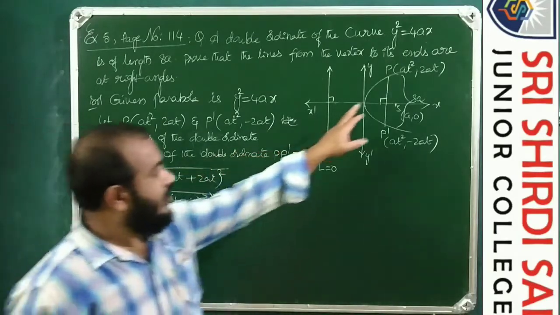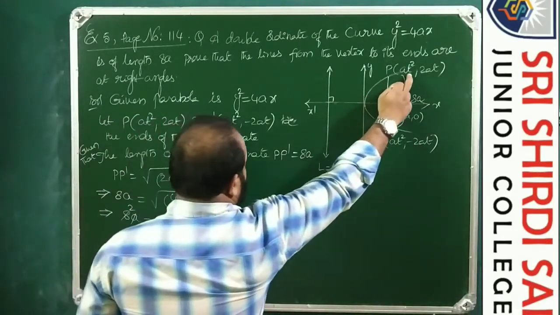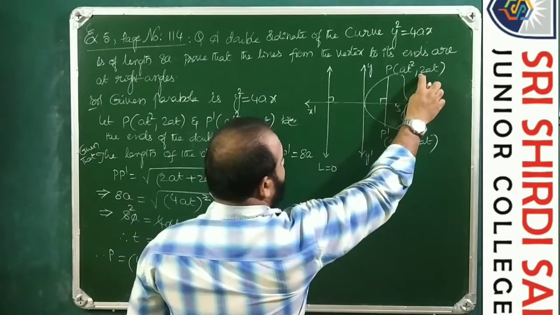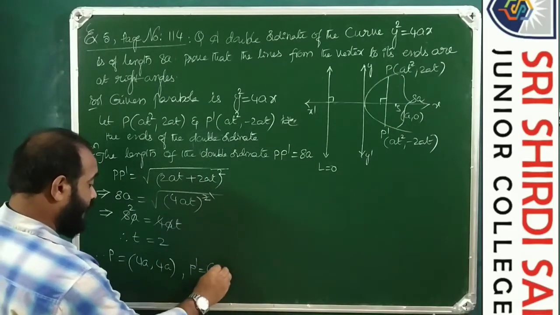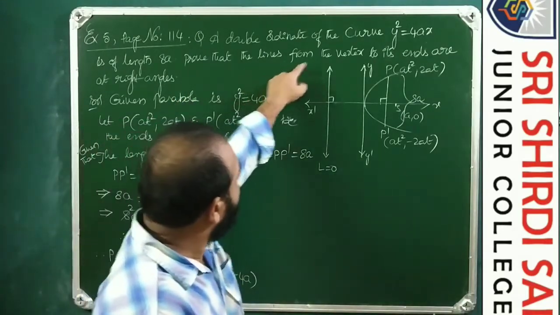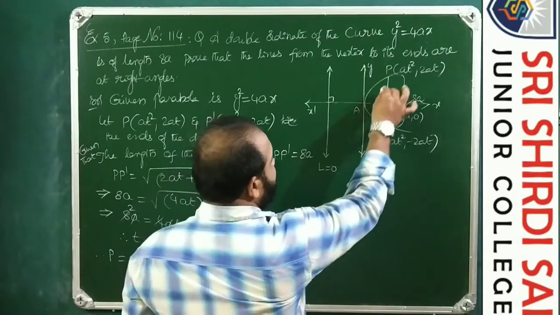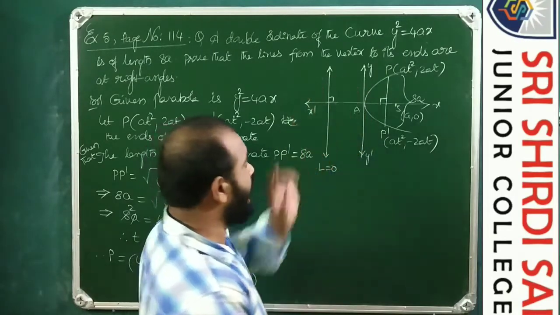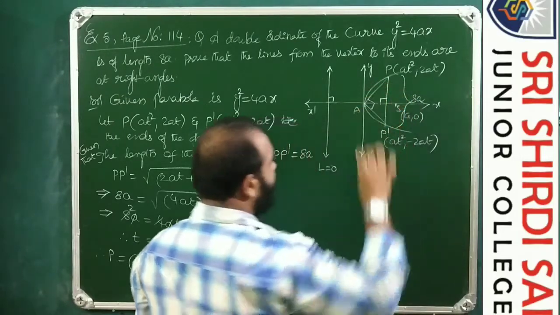Therefore t, if you substitute here and here, then P is how much? at square, t square is 2 square, 4a comma, this is 2 into 2a, so 4a. So P is (4a, 4a) and P dash is (4a, minus 4a). So what do we need to prove is, prove that the lines from the vertex to its end are at right angles. So this is the vertex. So the lines from the vertex to the ends of the double ordinate, this and this, is 90 degrees is what we need to prove.